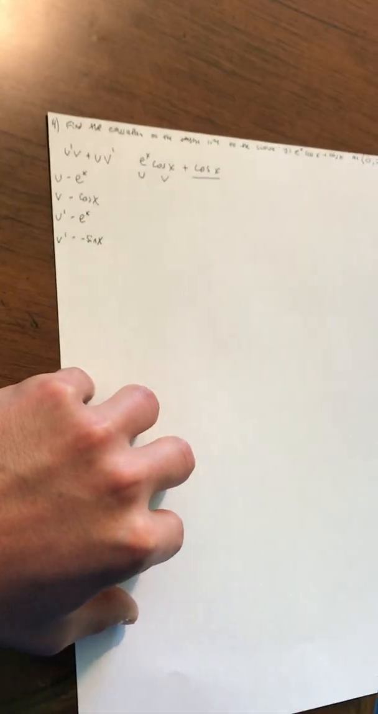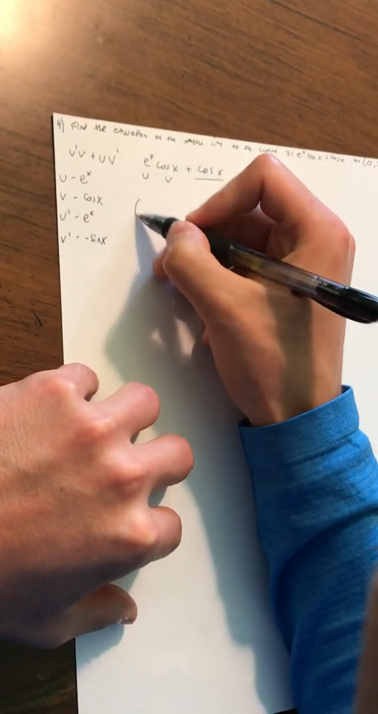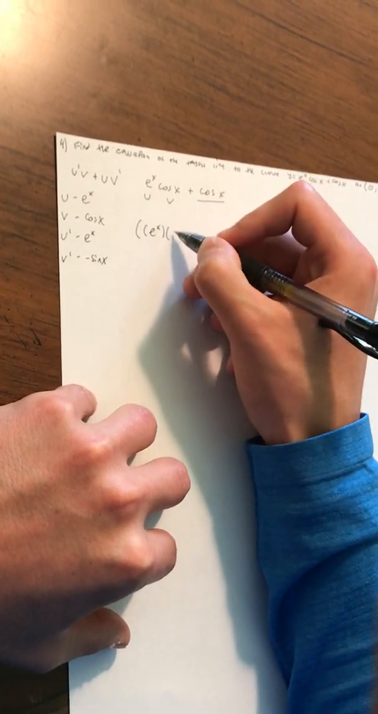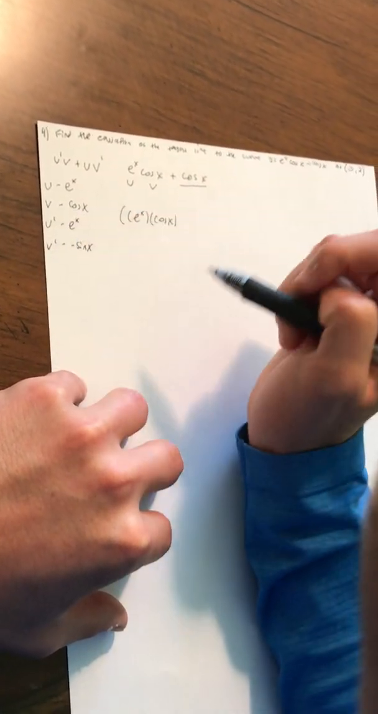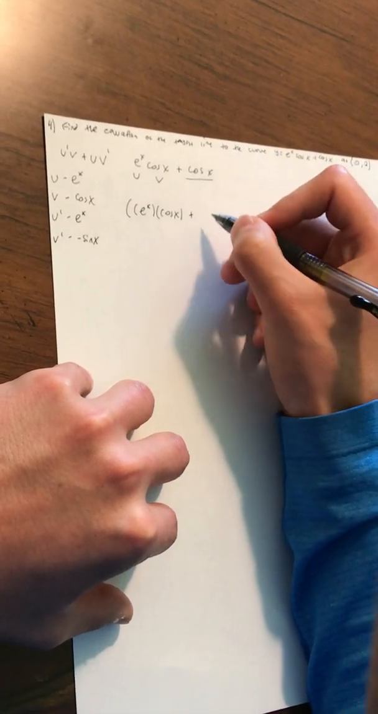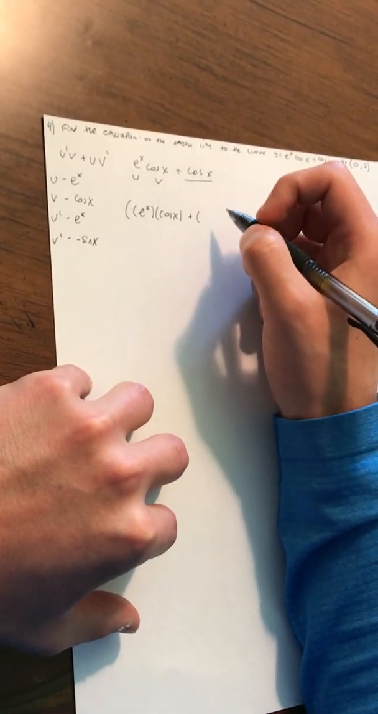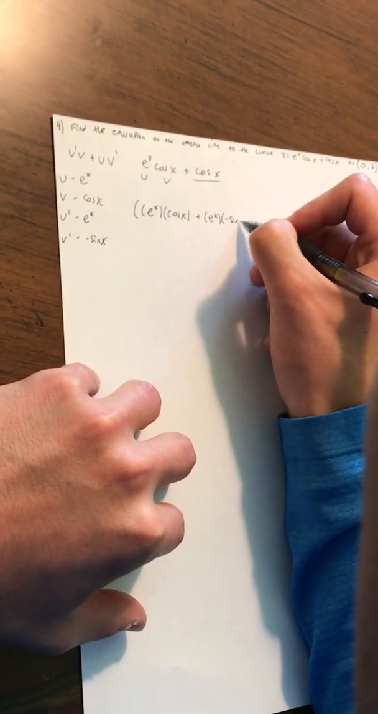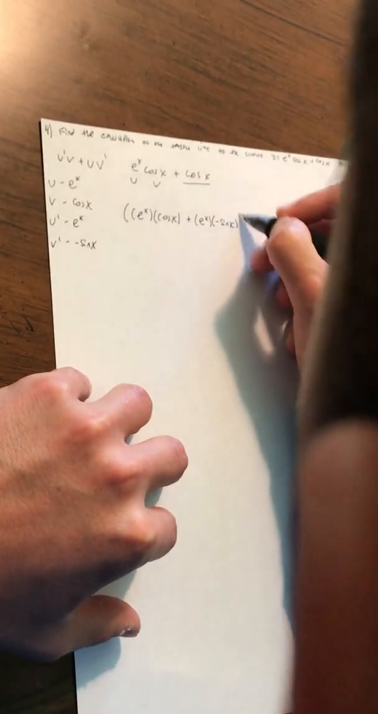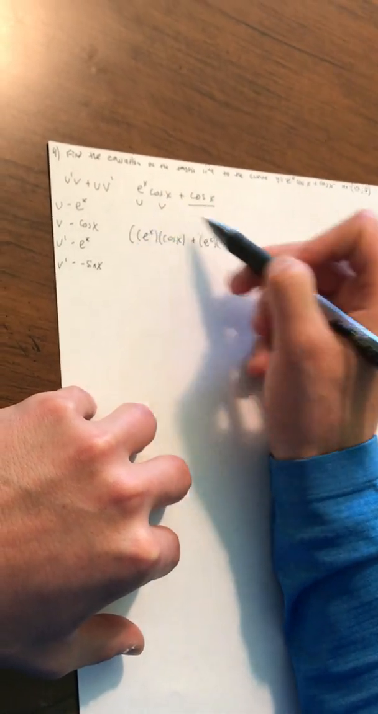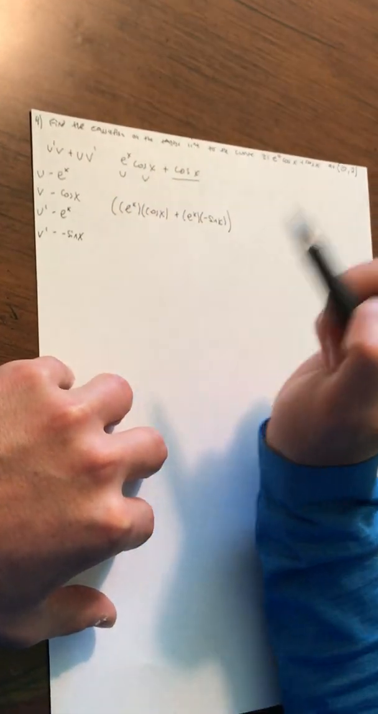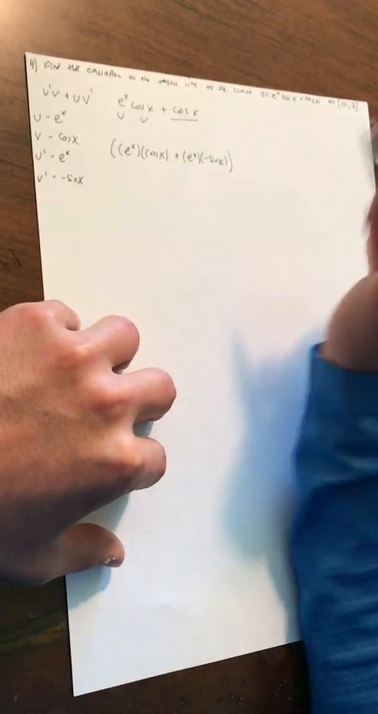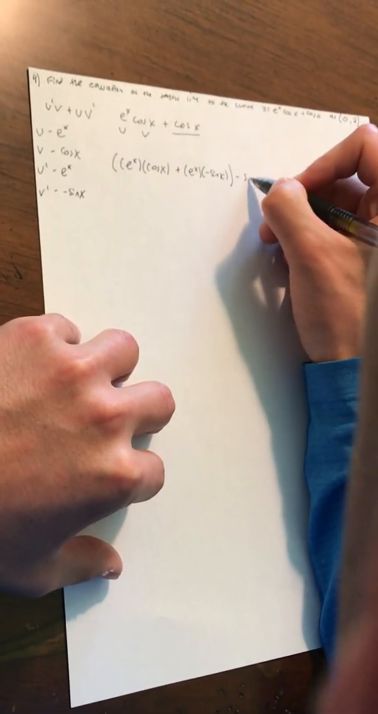So we have all of our values, our u, our v, our u prime, and our v prime, so we can plug it into our product rule equation to give us e to the x times cosine of x, plus our e to the x again, times negative sine of x. So this is the derivative of e to the x times cosine of x. And then on the outside, we can plug in the derivative of cosine x, which is negative sine x.